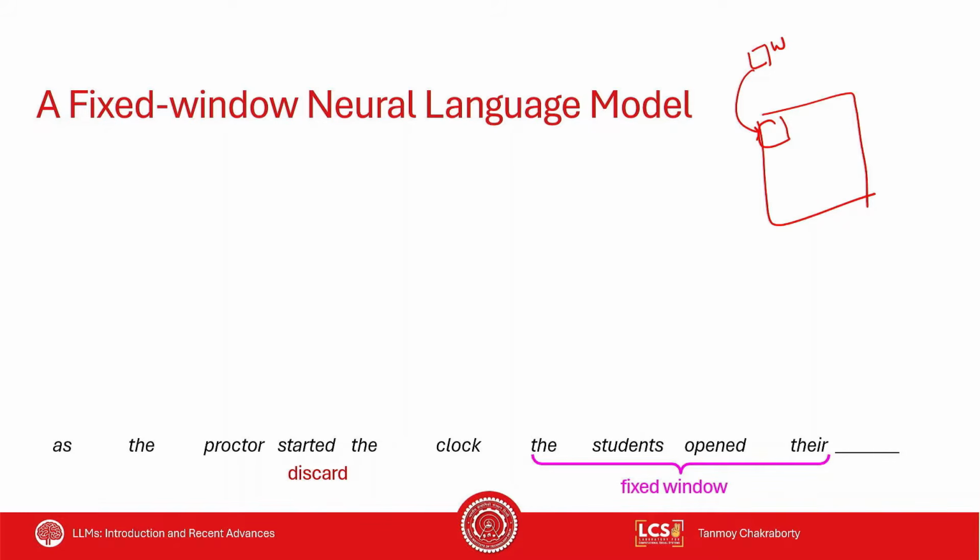Let's say this is the sentence: As the proctor started the clock, the students opened their dash, and you want to identify the next word. Let's say the size of this window, or this kernel, is 4. So you look at the previous 4 words and discard all the other words. This is now the patch that we are focusing on.